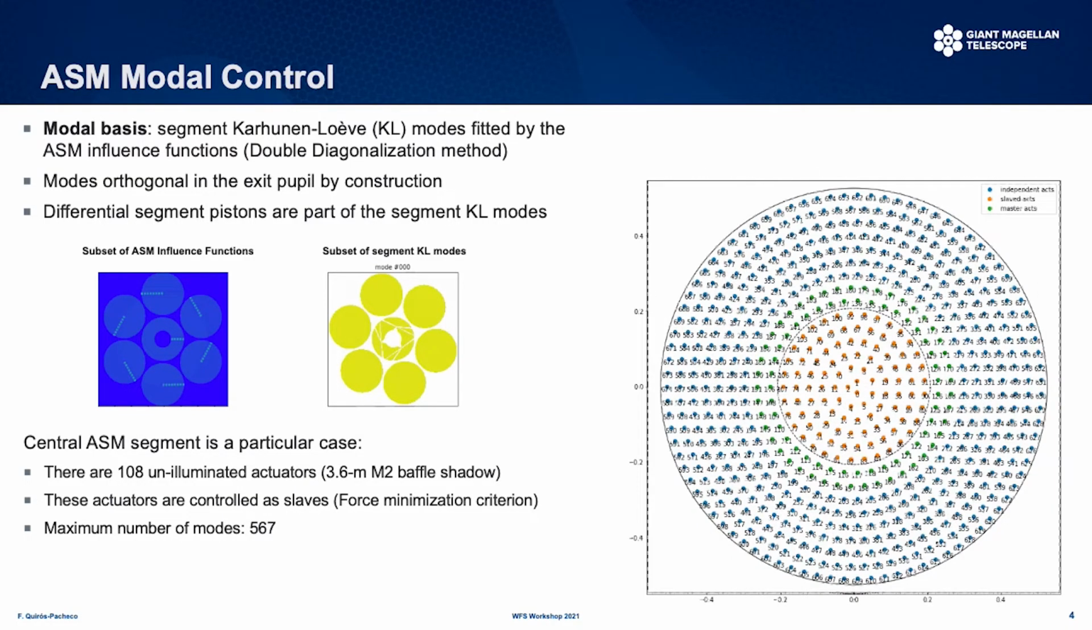The modal basis definition of the central segment is different from the one of the outer segments. There is a central occultation of 3.6 meters due to the shadow of the M2 baffle, and so there will be a total of 108 unilluminated actuators within this shadow. These actuators will have to be controlled as slaves following a force minimization criterion that is integrated and part of the modal basis definition.